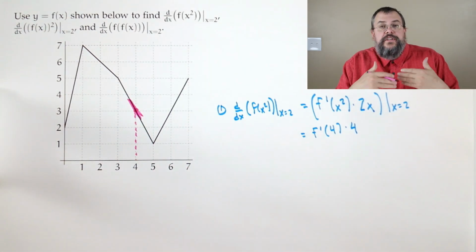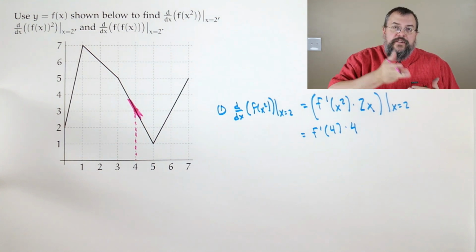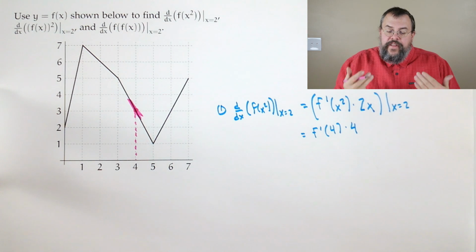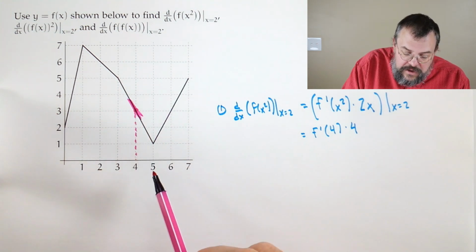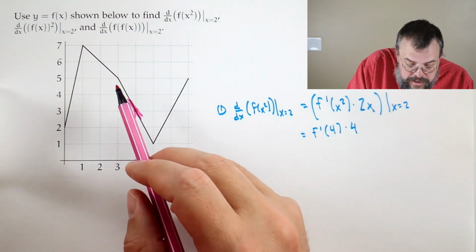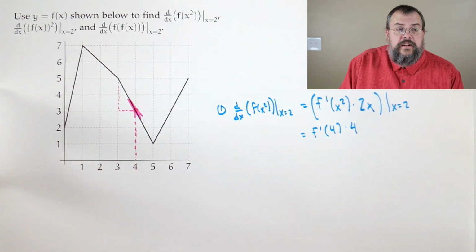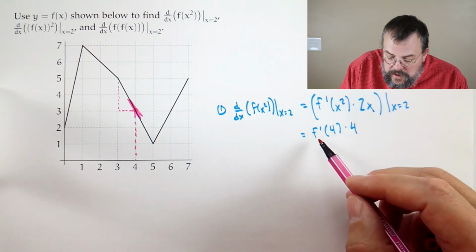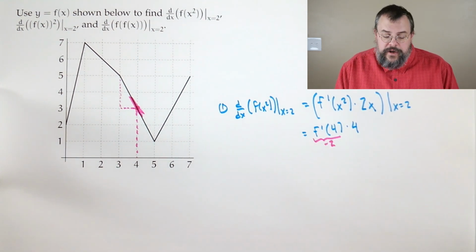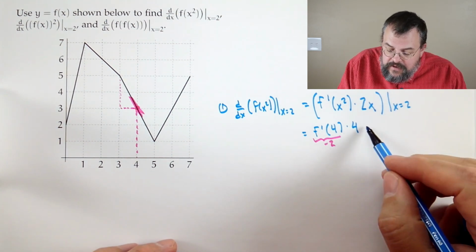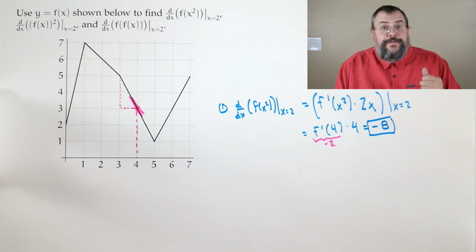And we say, okay, well, what's the slope of the line? The slope of the line, this part that's going down, however that value is, that's the derivative. Well, what do we see? It's going downhill, so that's a negative slope. And we can even read off by following the squares. It's going down 2 over 1. So that says that the derivative at 4 is negative 2. So we have negative 2 times 4, which means that this is negative 8. And that's our answer for the first one.